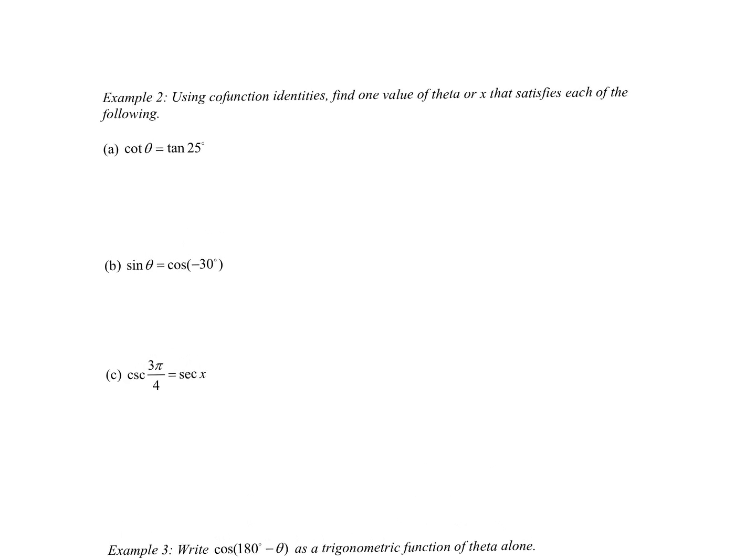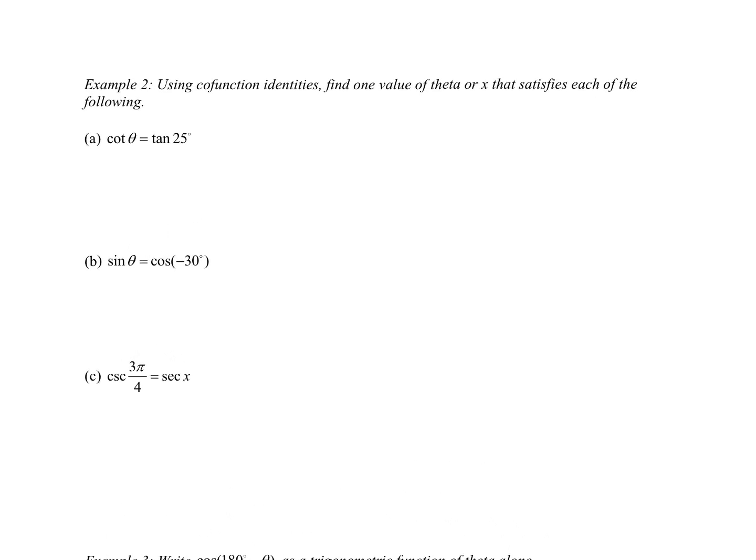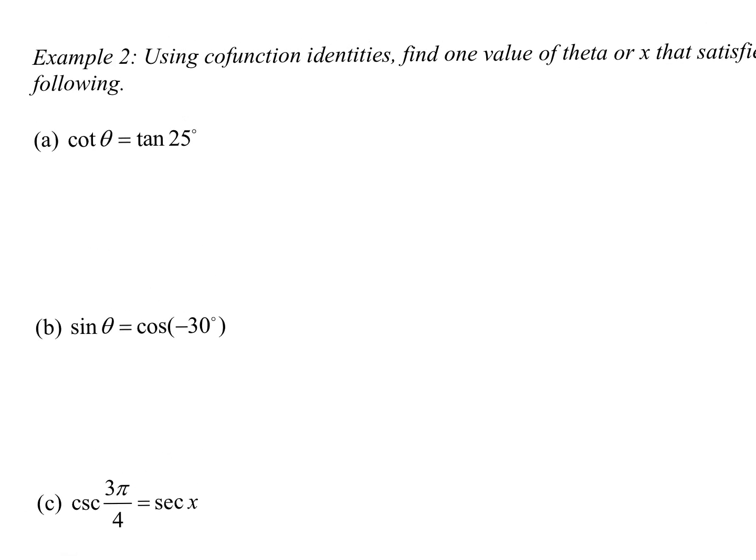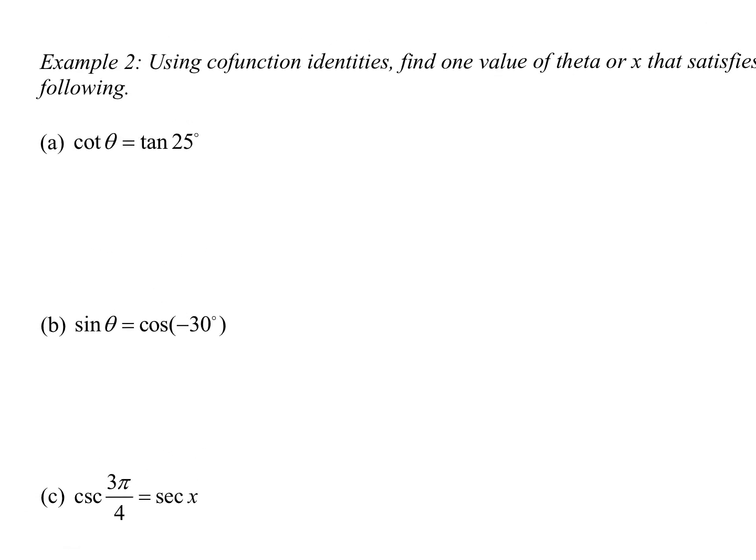So we're going to use cofunctions to find the value of theta or x. To do this, the first thing we want to do is rewrite the side with the variable in terms of the other trig function. This cotangent has a variable. I can rewrite it as a tangent. Cotangent is tangent's cofunction. Cotangent of theta equals tangent of 90 degrees minus theta.